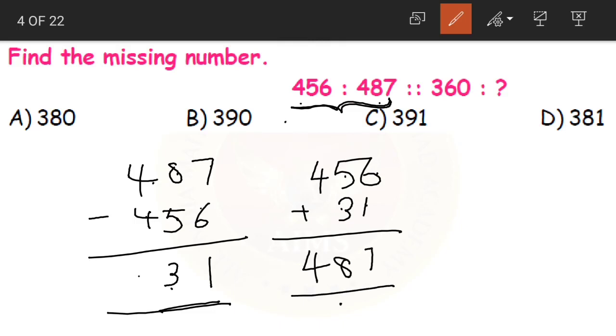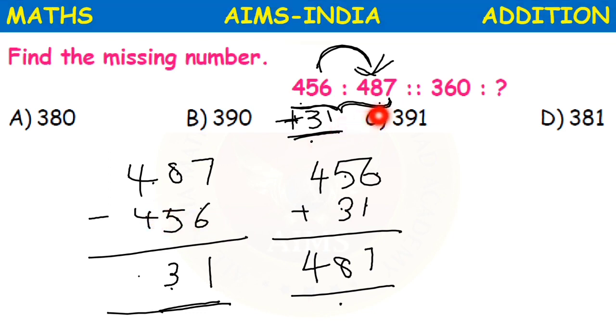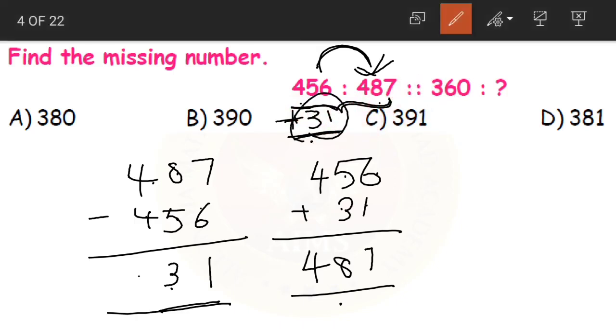Yes, children, when we add 31 to 456, we get 487. How did we find that out? First we subtracted both the numbers, and we got 31. So what did we find out when we add 31 to 456? The answer is 487. In the same way, we should add this same number 31 to 360.